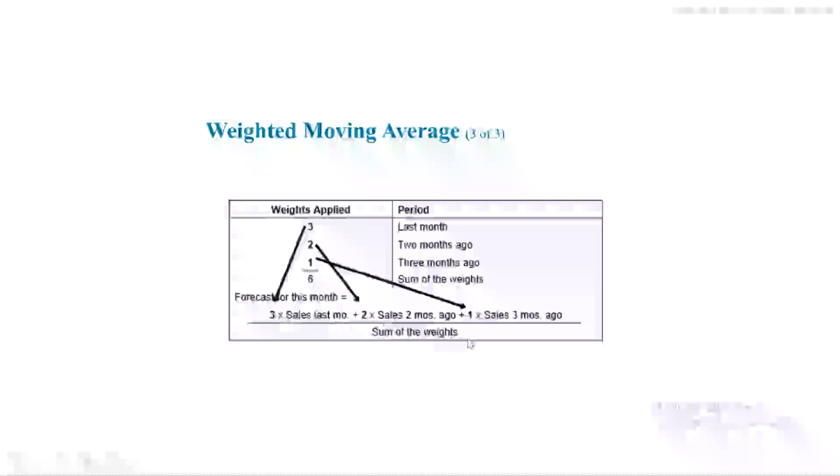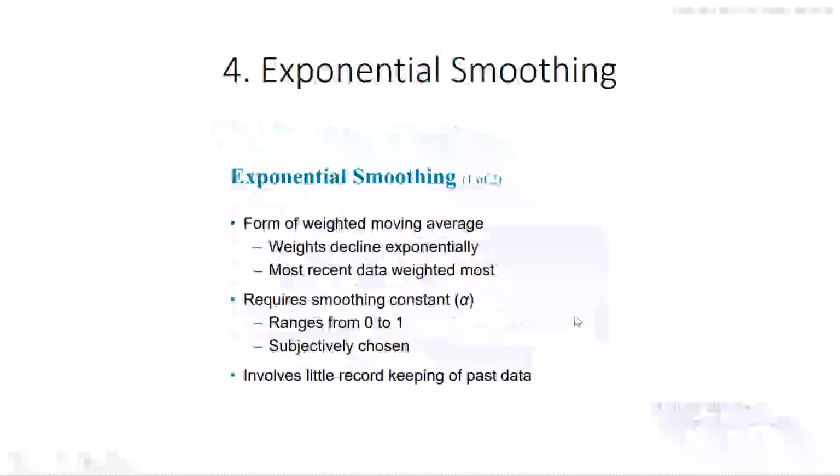Now, how does exponential smoothing work? Exponential smoothing is a form of weighted moving average; it's a part of the weighted moving average. Weights decline exponentially. The most recent data are weighted most, and it requires something called a smoothing constant alpha, and the alpha value ranges from 0 to 1.